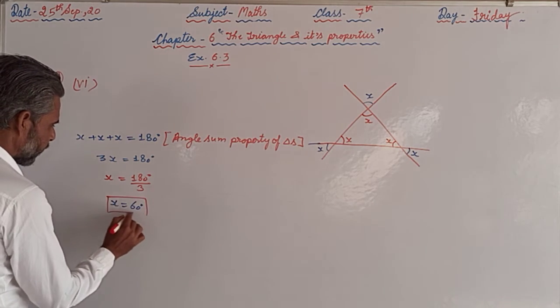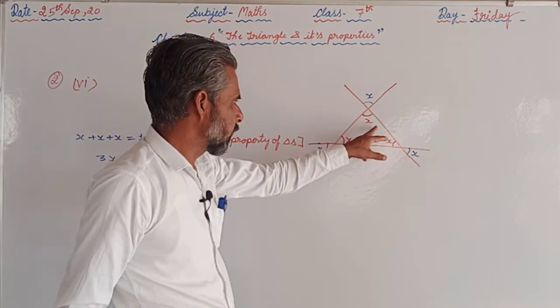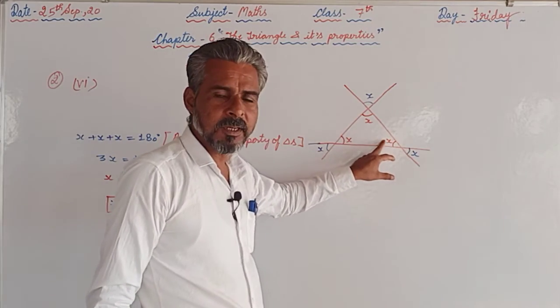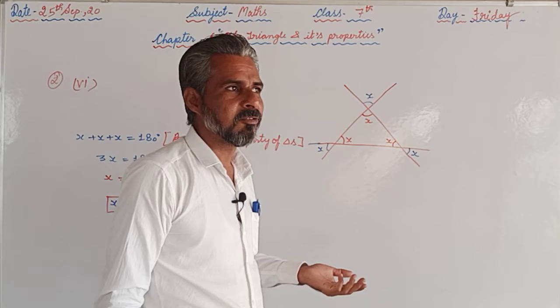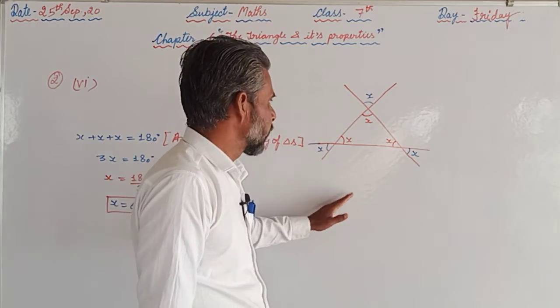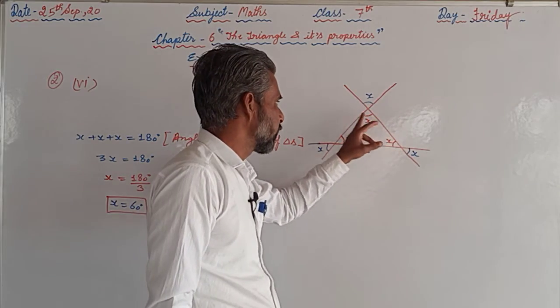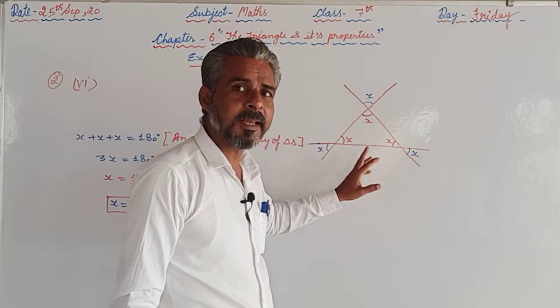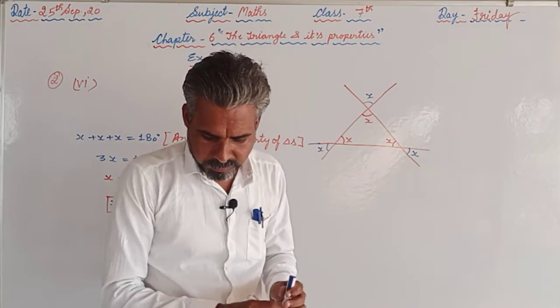One more piece of information is there: as in this triangle all the angles are equal, hence the name of the triangle is equilateral triangle, and if all the angles are equal, then all the sides will also be equal, and again the name will be equilateral triangle.